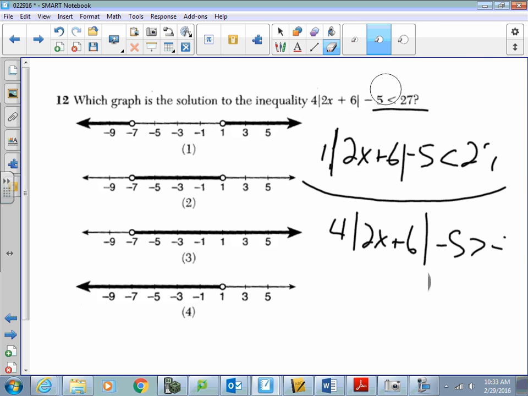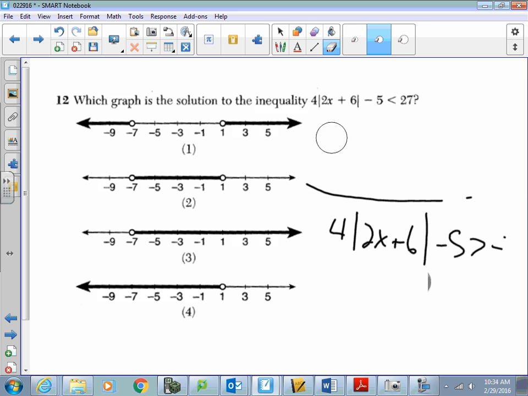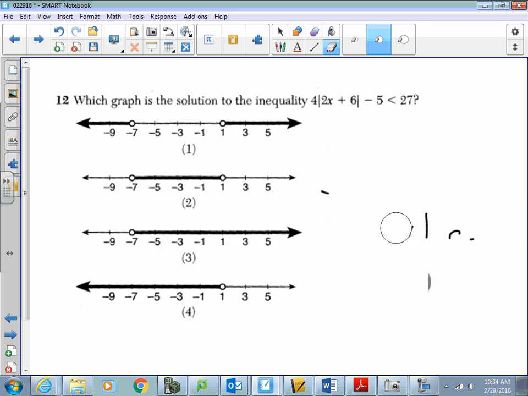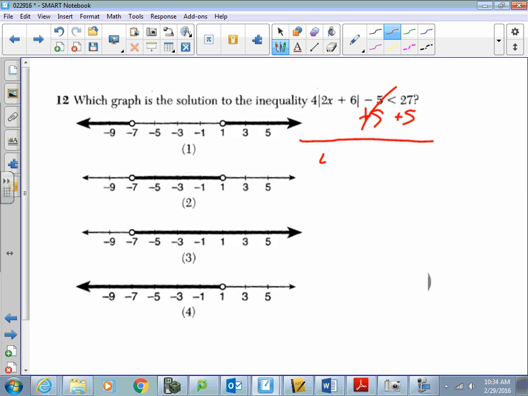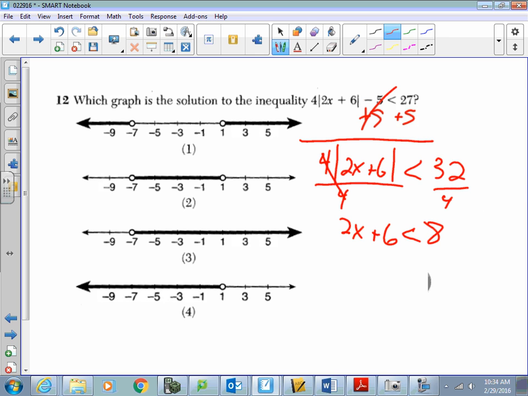So let's go ahead and do that. So here we go. First thing, plus 5, both sides. We end up with 4 times 2x plus 6 is less than 32. Now we divide by 4. Divide by the 4, we have 2x plus 6 is less than 8.